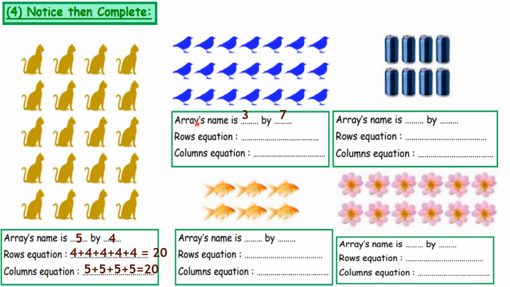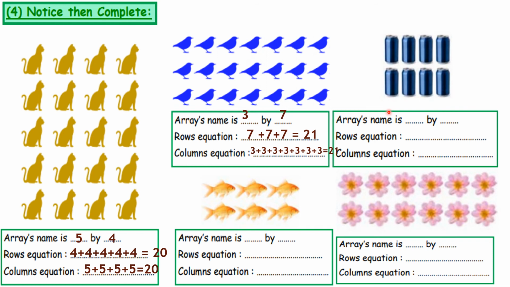What is the rows equation? I have 3 rows and each row has 7 birds. So I have 7 plus 7 plus 7 equals 21. And the columns equation, I have here 7 columns and each column has 3 birds. So I have 3 plus 3 plus 3 plus 3 plus 3 plus 3 plus 3. It will give me 21, because I know it is the same answer as the rows equation.